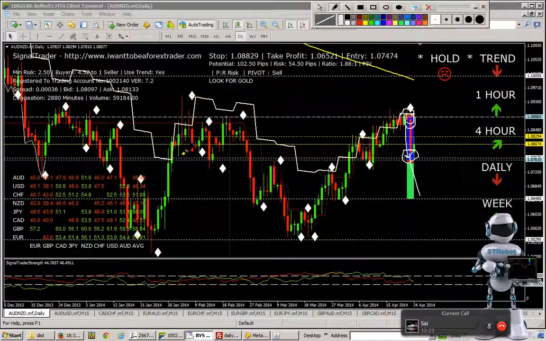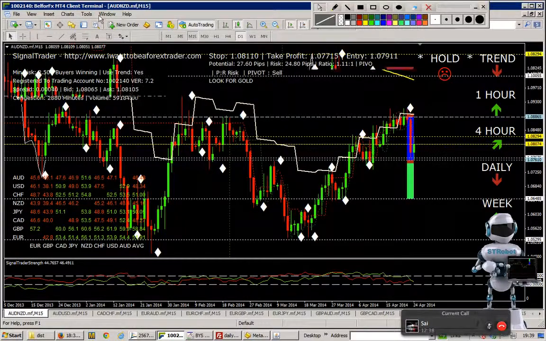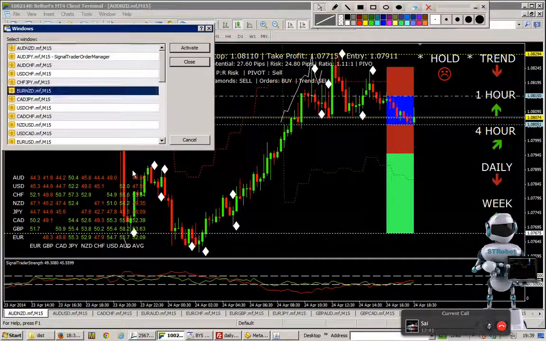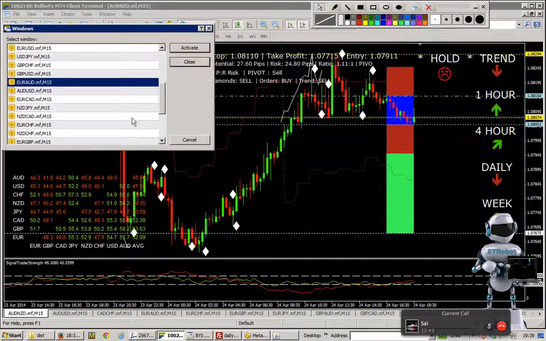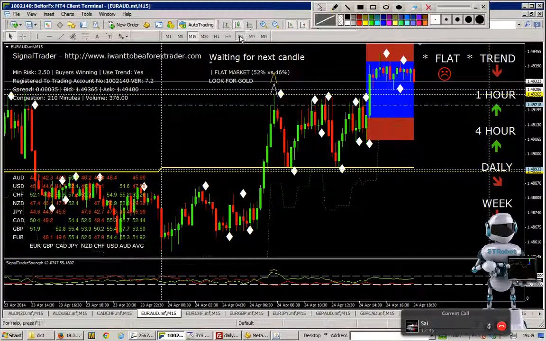Because I've gone back to using those white, the original, we've got very good support and resistance lines that are quite reliable. So we've gone back to using those. Check out Euro Aussie.